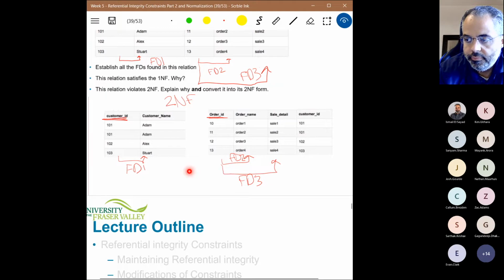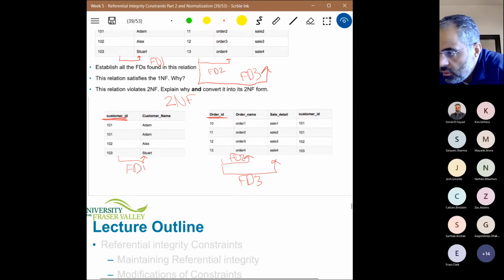Okay. I felt that we could split it into two tables. So we have our table with the customer ID and the customer name relationship. And then our order ID was our second table, which is related to the order name and the sale detail. Since this is a one-to-many relationship, this is the one and this is the many, so I included the foreign key, which is the customer ID.